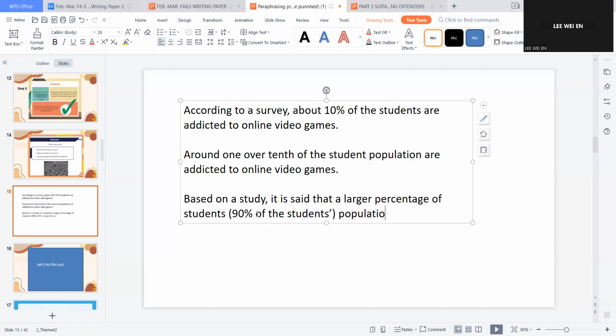Population are addicted to online. Greatly influence. Change addicted. We change it to spend.